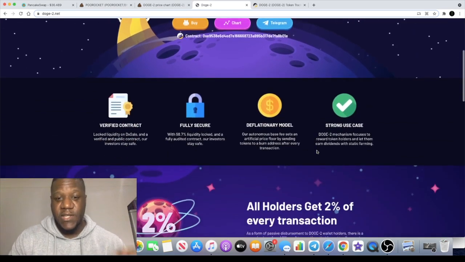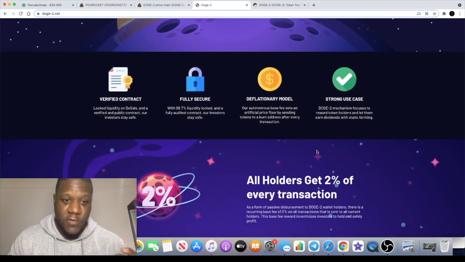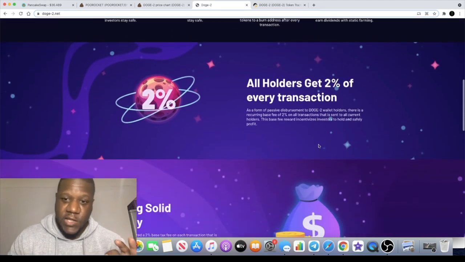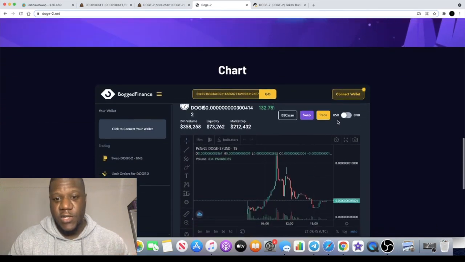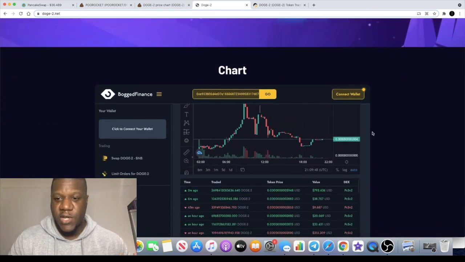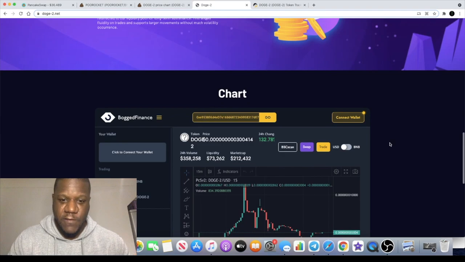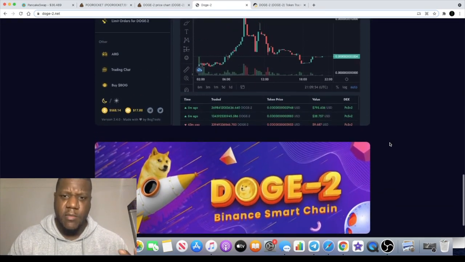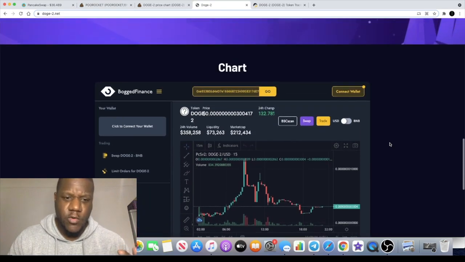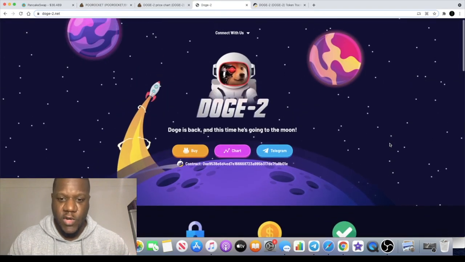All right, guys, it's a deflationary token. Of course, you know how it goes. There's 2% of every transaction which goes to your wallet. You need to make sure you adjust your slippage correctly. They've got the chart here from Bogged Finance as well. Haven't checked that one out much actually, but I prefer to look at my charts on PooCoin. So we're going to have a look at PooCoin.